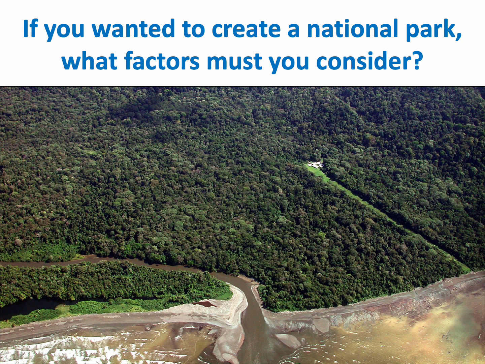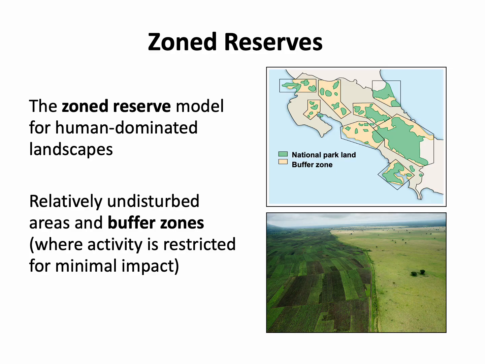So if we want to make a national park, what are some of the things we would need to consider? Well, landscape, size, how much habitat, what types of habitat, minimizing human interference, a whole bunch of things, right? And especially a good thing to think about is how that park fits into the bigger picture of the other parks that are out there. So here's a picture of Costa Rica. Costa Rica uses something called the zone reserve model. Basically, they have national parks, which are shown here in green all over the country.